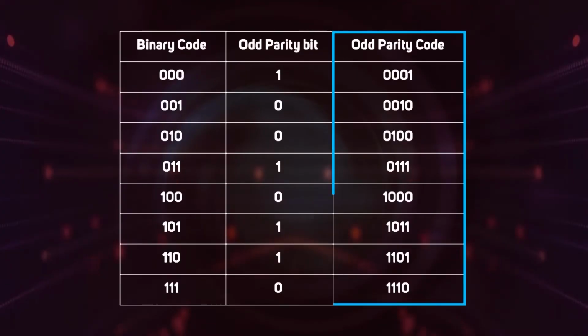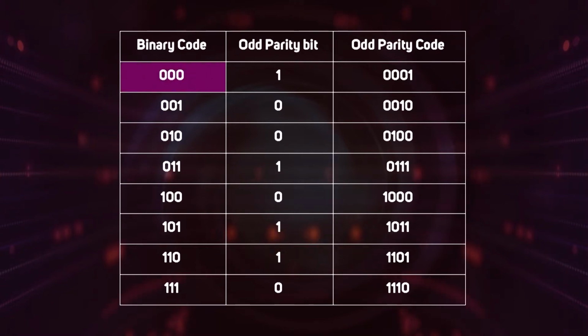Here we maintain the number of ones as odd. The value of the odd parity bit should be 0 if an odd number of ones is present in the binary code. Otherwise, it should be 1. An odd parity code contains the data bits and an odd parity bit. The 4-bit odd parity code corresponding to each 3-bit binary code is shown in the table. Here, the odd parity bit is added at the end of the binary code.